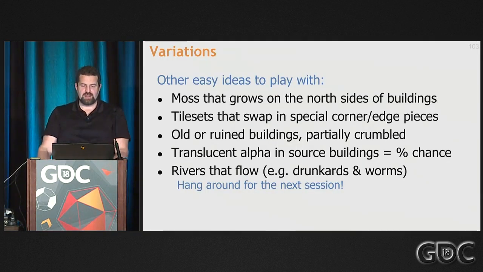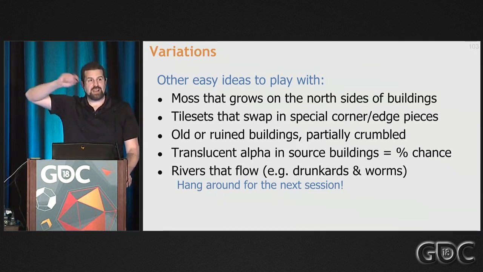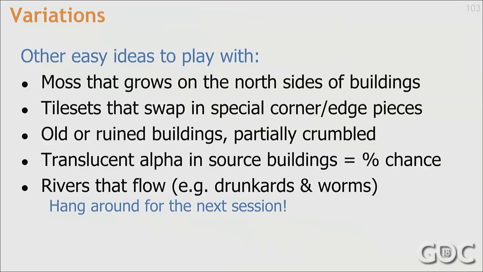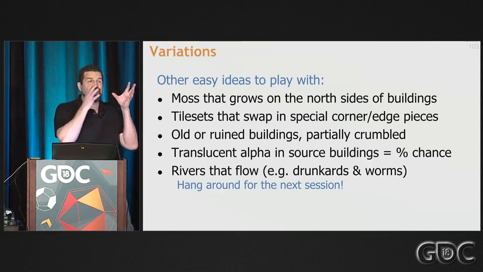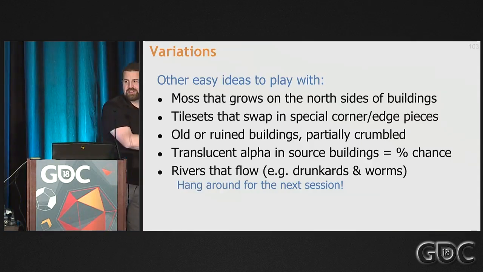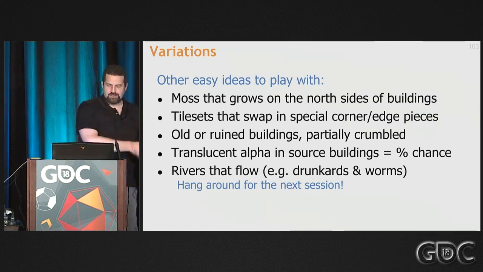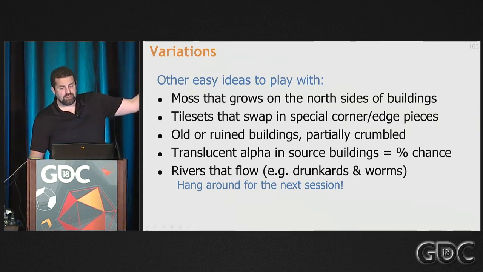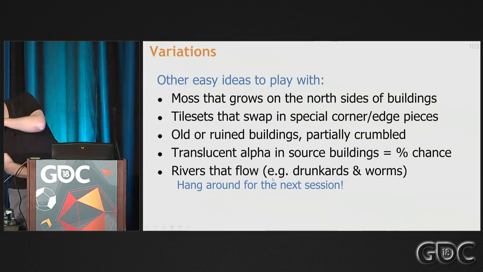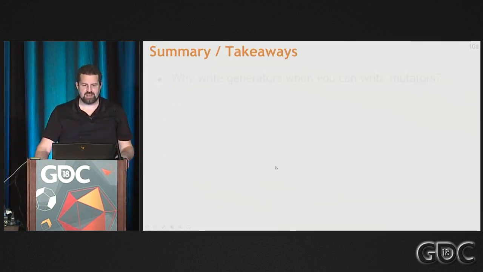I don't have time to show it, but my buildings are just images, and if I have alpha transparency, then that means when I drop the template in, don't disturb those tiles, right? So there's space around my building. But if I'm 50% alpha, that means 50% chance of disturbing those tiles. So the artist can actually paint probability into the data that comes across. Rivers that flow, drunkards and worms. That's our next session, digging with Perlin worms.